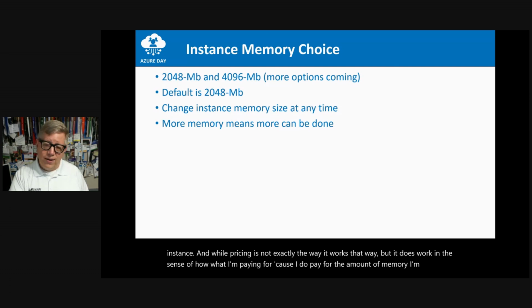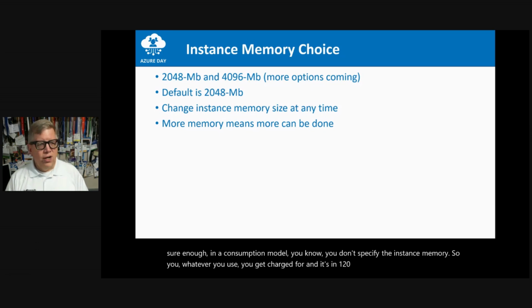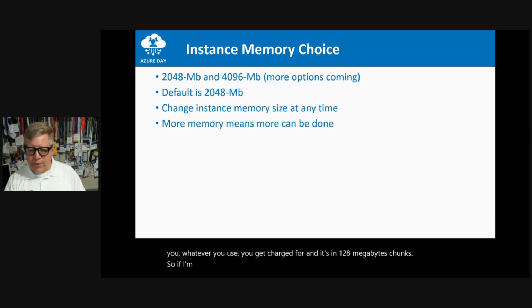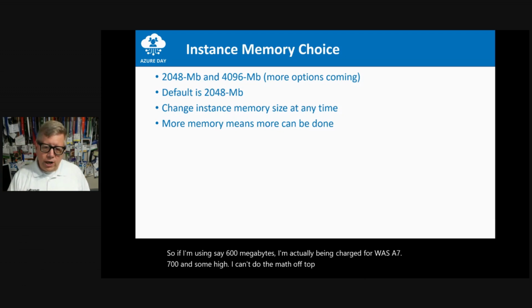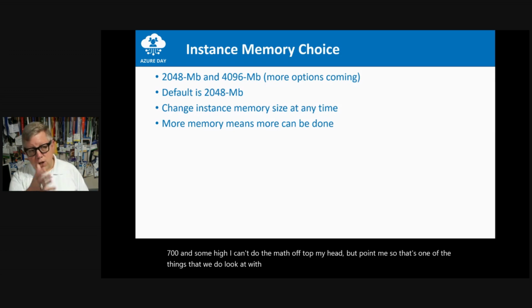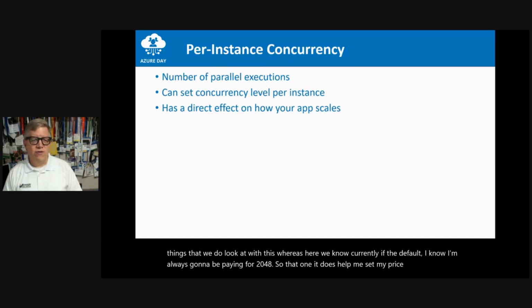And sure enough, in that consumption model, you don't specify the instance memory, so whatever you use, you get charged for, and it's in 128 megabyte chunks. So if I'm using, say, 600 megabytes, I'm actually being charged for, was it 700 some odd? I can't do the math off the top of my head, but that's one of the things we do look at with this. Whereas here we know currently, the default, I know I'm always going to be paying for 2048. So it does help me set my price, figuring out my monthly pricing.